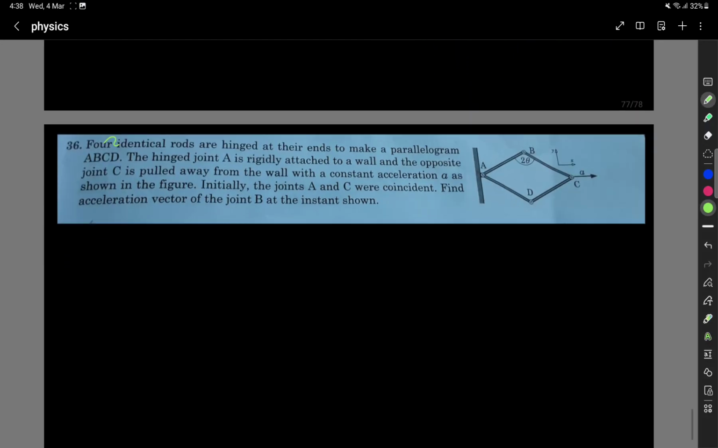So four identical rods are hinged at their ends to make a parallelogram ABCD. The hinge joint A is rigidly attached to a wall and the opposite joint C is pulled away from the wall with constant acceleration. Find the acceleration vector of joint B. So first we'll see a famous wrong method.